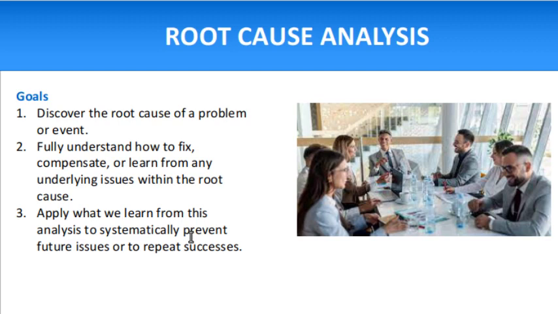This is another goal, because first you know the root cause, then next you know how you can solve it, and apply what we learn from this analysis to systematically prevent future issues or to repeat successes. So the first goal is to find the root cause, then analyze it and try to fix it. Then next is to apply the solution so that we can avoid it permanently and prevent it in the future as well.